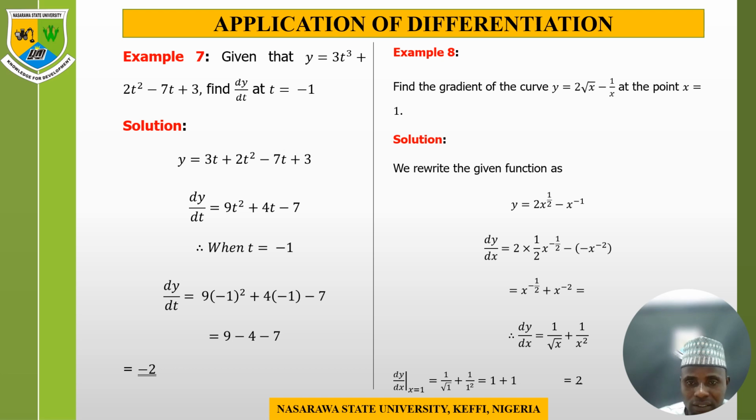After differentiating them, you rewrite them back to their original form as given in the original equation. That is, our dy/dx will be given as 1 all over the square root of x plus 1 all over x squared. So when x is equal to 1, you substitute in and simplify, and we have our result to be 2. So we have now gotten the result of what? The gradient of that, that is the rate of change.